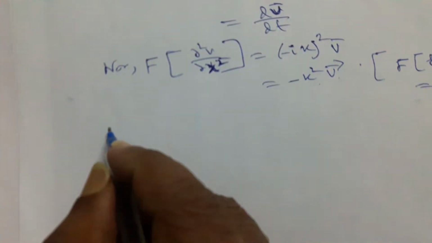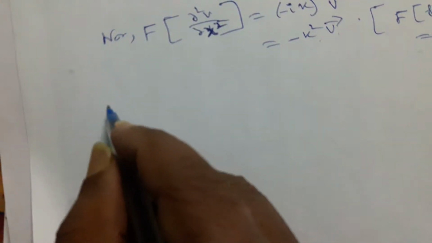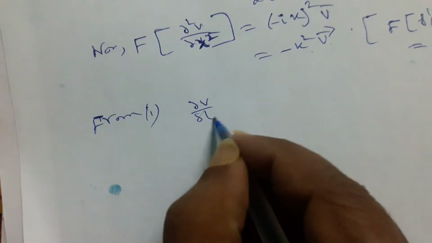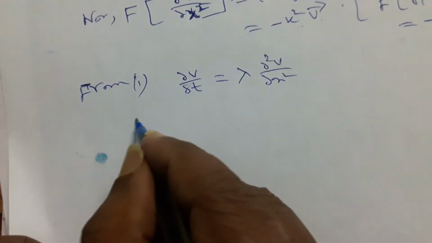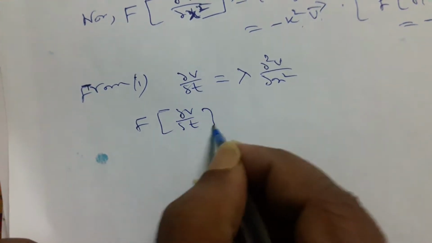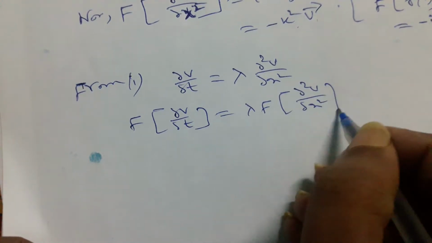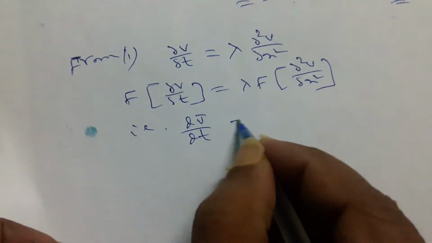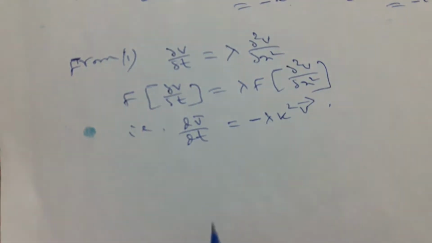Therefore, from the primary conditions of 1, using, therefore from 1, ∂V/∂t equals λ ∂²V/∂x². Taking the Fourier transform from both sides, that is dV bar/dt will be minus λ k² V bar.